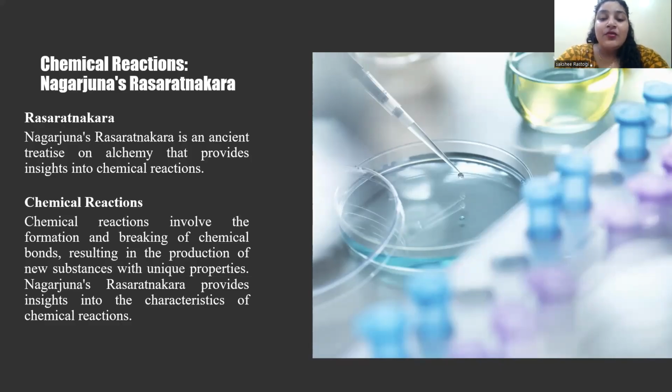Calcination is the heating of a substance to remove moisture and impurities. Fusion is the melting of two or more substances to form a new compound. Distillation is the separation of a mixture through heating and concentration. So these processes were used to prepare various substances, including medicines, metals, and other materials. Nagarjuna's work on chemical reactions and their transformations was ahead of its time, and laid the foundation for later developments in chemistry.